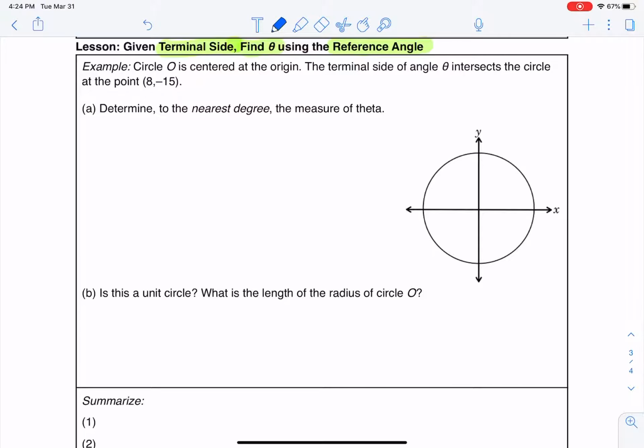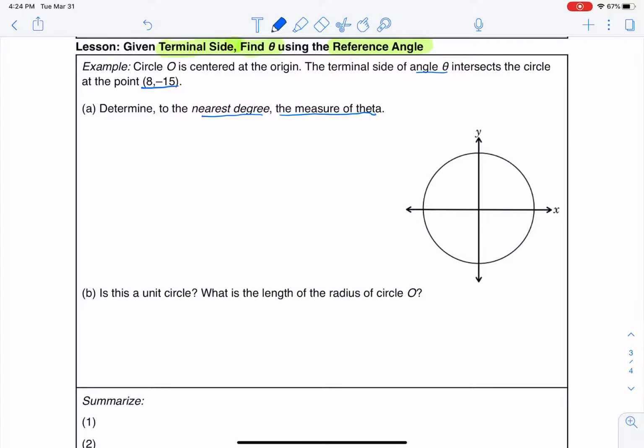Circle O is centered at the origin. The terminal side of angle theta intersects the circle at the point (8, -15). We need to determine to the nearest degree the measure of theta. All right, so let's label what we know in this diagram at right.